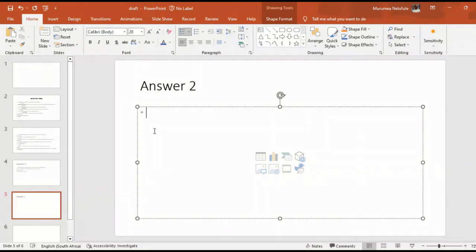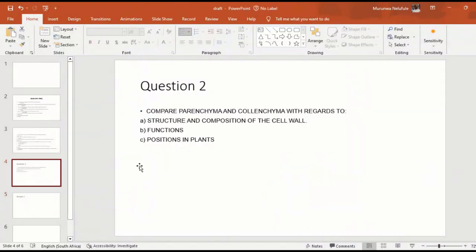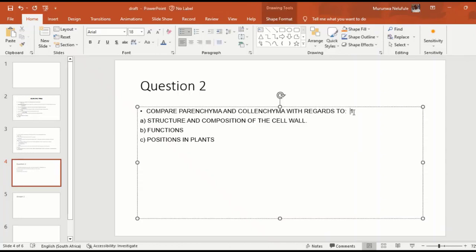So how will you approach this? Compare the parenchyma and collenchyma. Actually, it's 10 marks. Just an approach. Anyone who can just tell us how you can approach this? Or where could these 10 marks be for? Will you give the function of collenchyma and parenchyma? Will you give the position of parenchyma and collenchyma in the plants, the structure and everything? How will you answer this, even if you're not giving the answer?